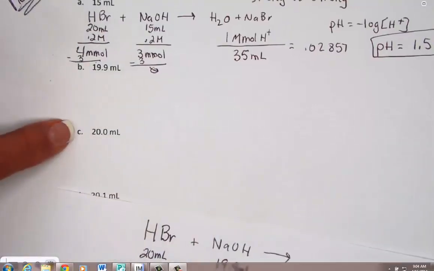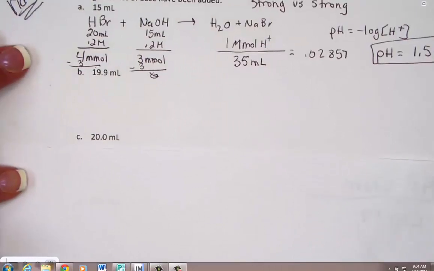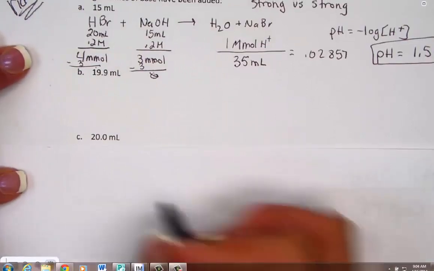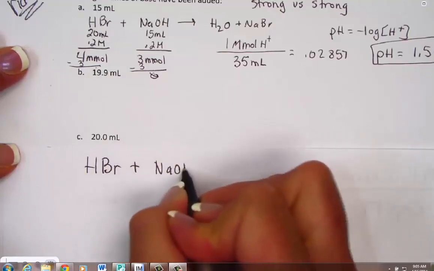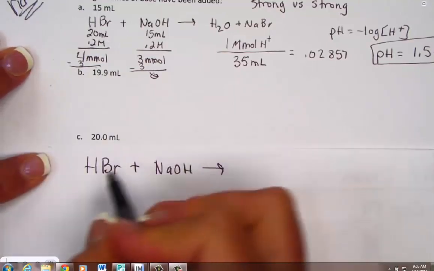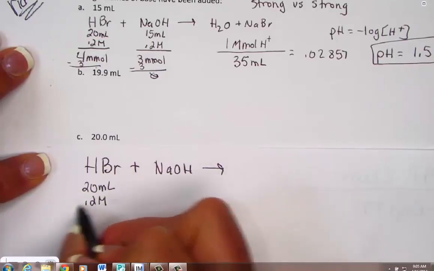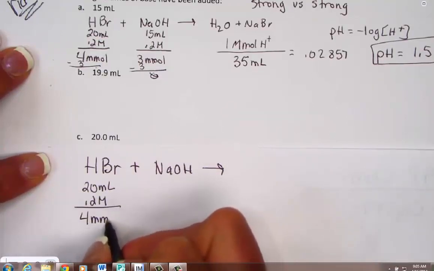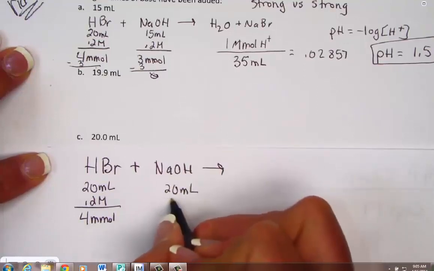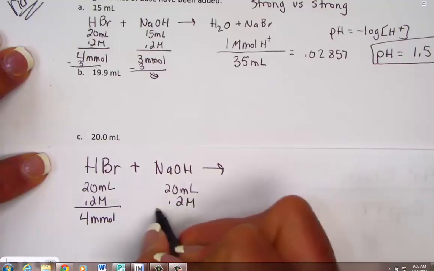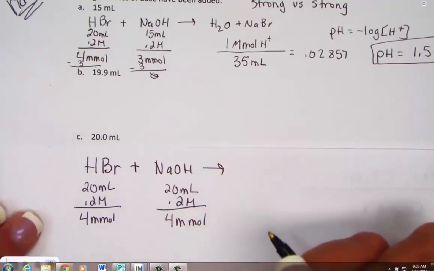In the next part, we have exactly 20 mils. So if I consider what's going on here, again, I like to tally what we have. So HBr was sodium hydroxide, strong versus strong. We know we still have 20 mils of our acid at 0.2 molar. That's 4 millimoles. But the base now is also 20 mils. It's also 0.2 molar. It is exactly 4 millimoles.